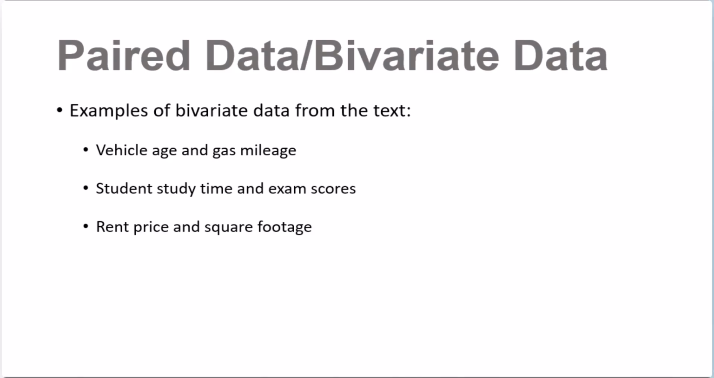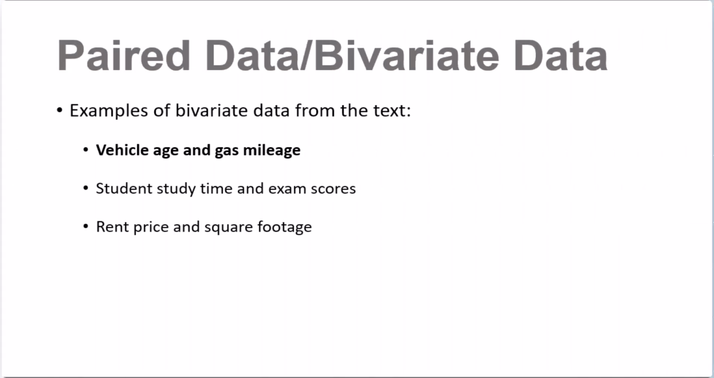Some examples from our text are a vehicle's age and the gas mileage. So for each vehicle we could record how old it is in years and what its gas mileage is in miles per gallon or something similar. Or student study time and exam scores. So every student has an amount of time that they studied and an exam score. The third example is rental price and square footage.